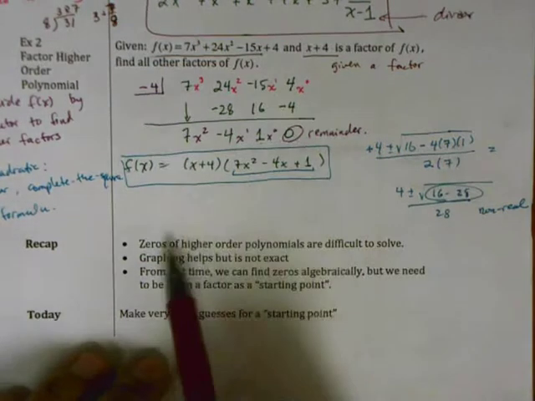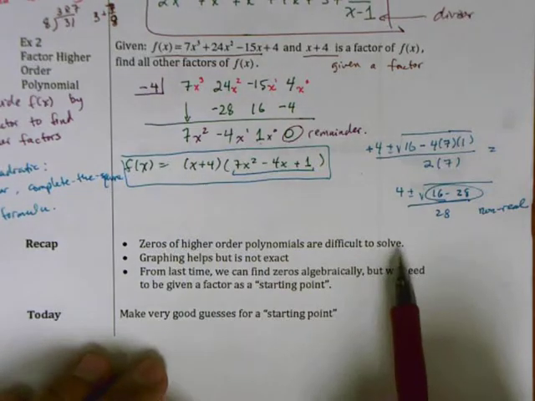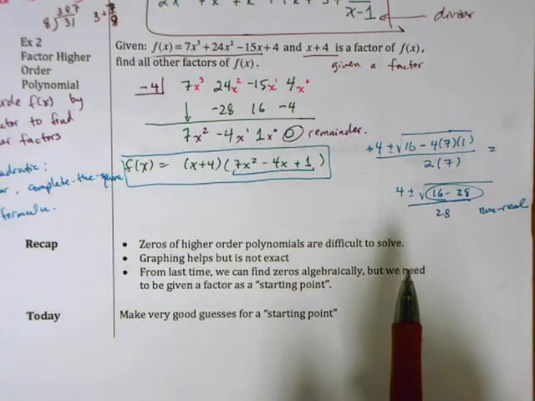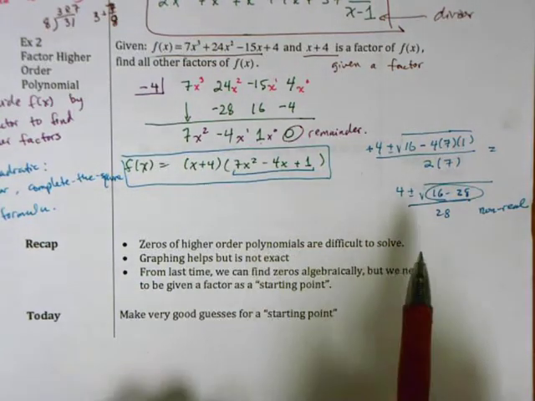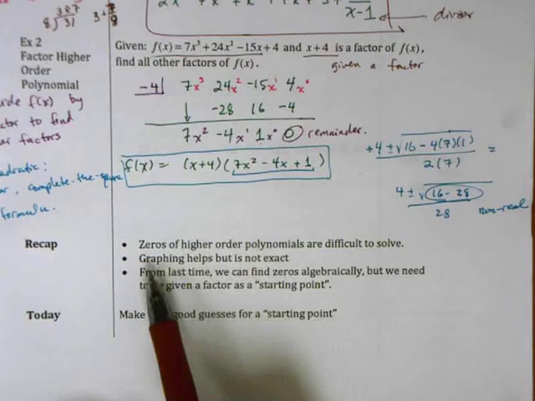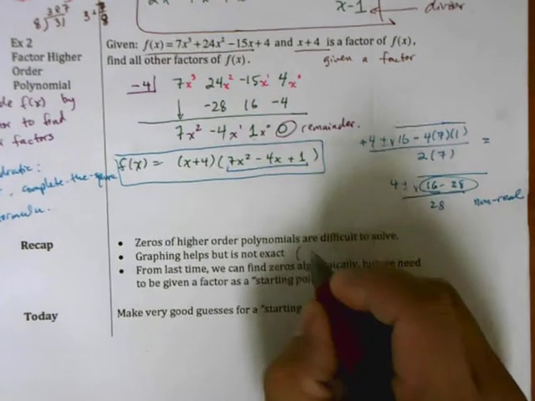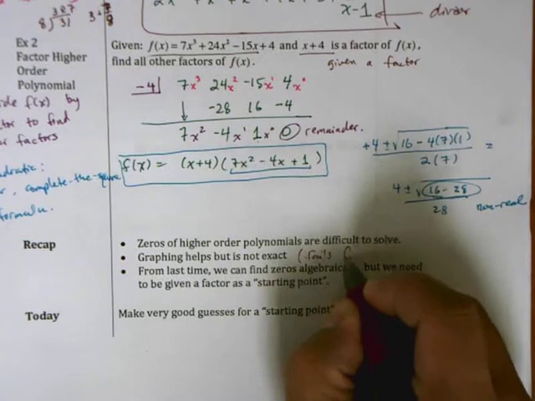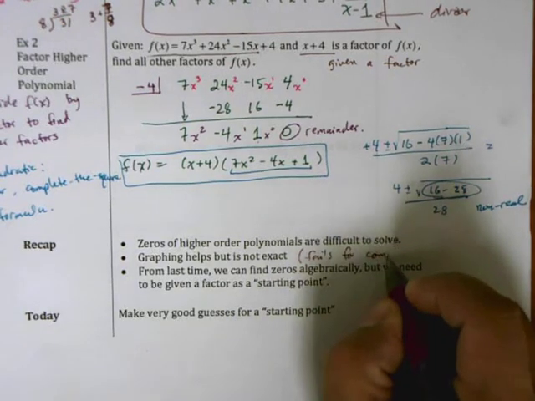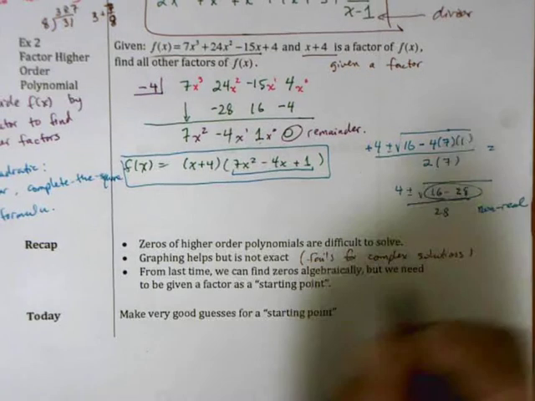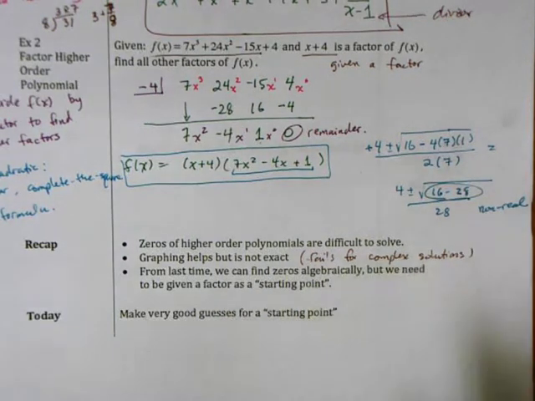So first, zeros of higher order polynomials are difficult to solve. If it's quadratic, if it's a degree of 2 or lower, we can use the quadratic formula. We have a number of methods at our disposal: completing the square, factoring, and so on. Graphing really helps to solve them, but it's not exact, and it fails for complex solutions. We'll deal with that later, but this is the main reason right now: it's not exact, and later on we'll see that for complex solutions it just simply does not work.